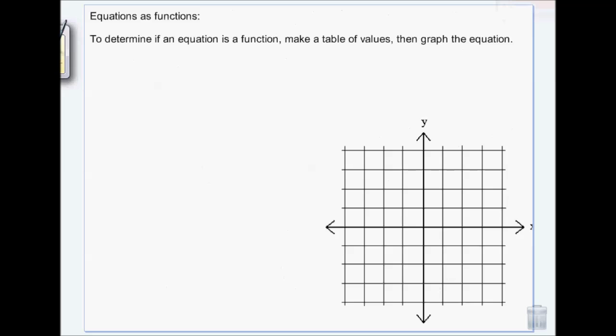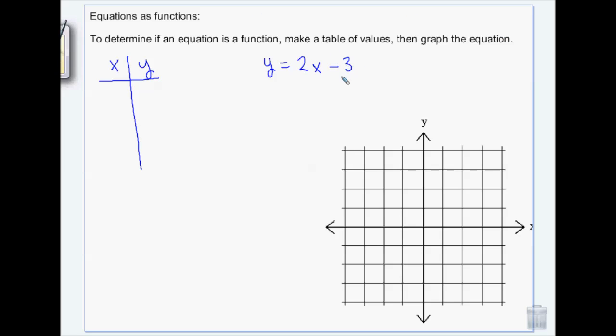To determine if an equation is a function or not, we can make a table of values, and then we can graph the equation. So let's just say I do y equals, not plus 3. Let's change that.